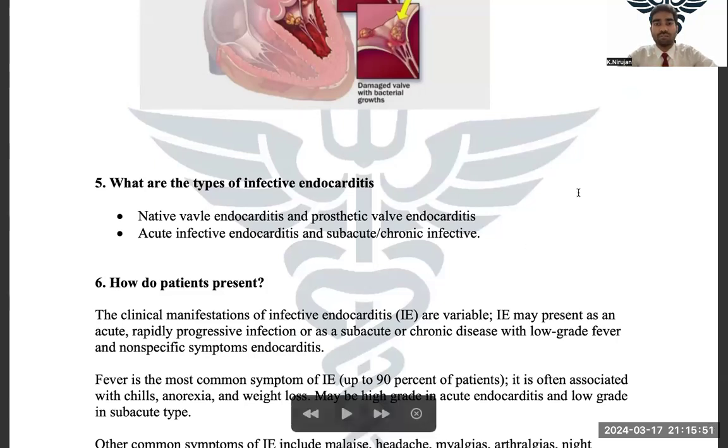Understood so far? Any doubts? So what would be the commonest valve lesion predisposing to infective endocarditis in IV drug users?